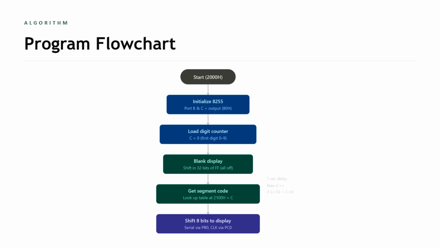In the flowchart on this slide, as we can see, the main loop starts from 200H, and then we are initializing our 8255, loading the digit. First we are making sure our 7 segment display is blank initially. Then we are putting our segment code, and then it is showing our code.